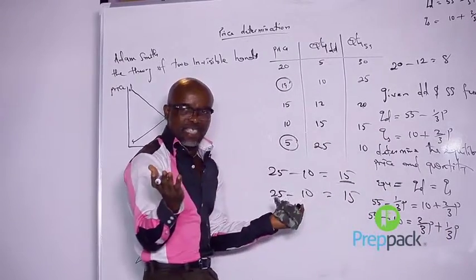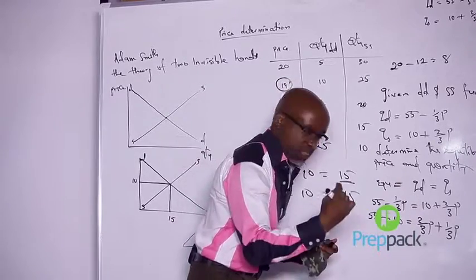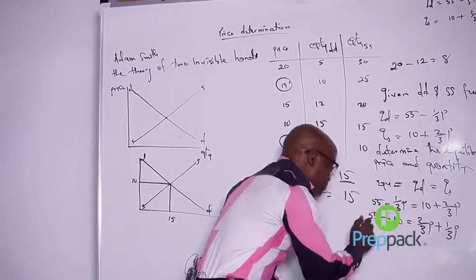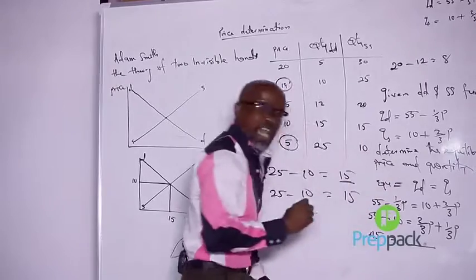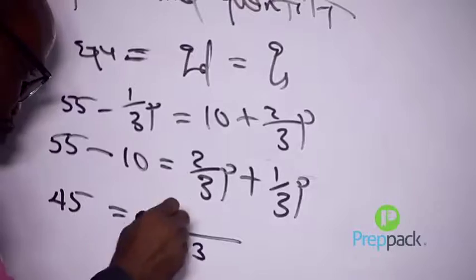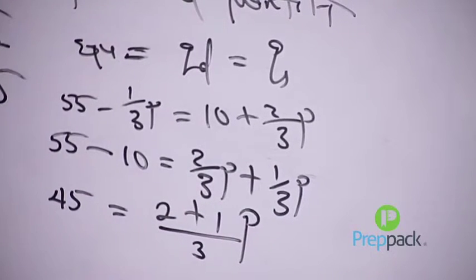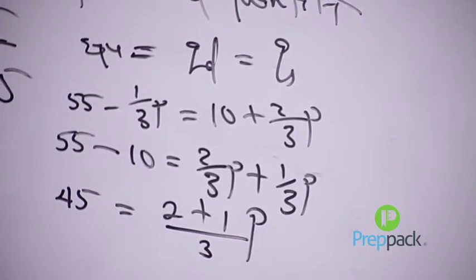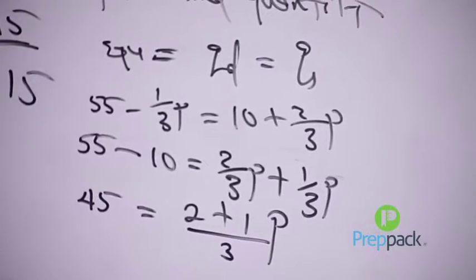Simple arithmetic: when this one crosses the equality sign, it becomes positive. Therefore, 55 minus 10 gives me 45. Good. Then here, I'll find the LCM. The LCM is 3. 3 into 3 is 1, 1 times 1 is 1, then the P comes here. This is the normal arithmetic you are taught, and that's still what we are applying here.